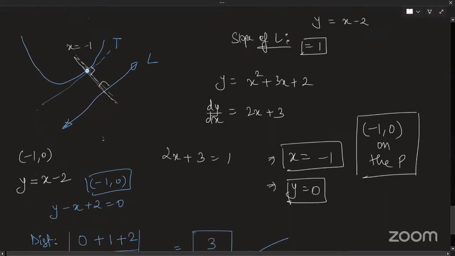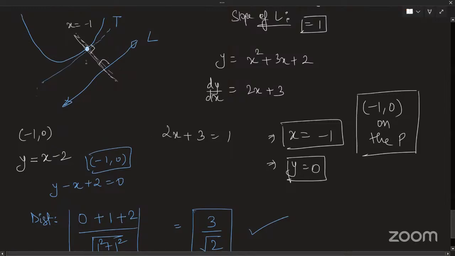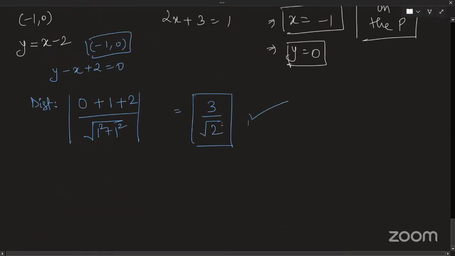Because what I did is I first calculated the point. I equated the slope of the tangent and the slope of the line. I found out the coordinates of this point. Then from this point, I took out the minimum distance to the line, and that was my final answer. Okay.